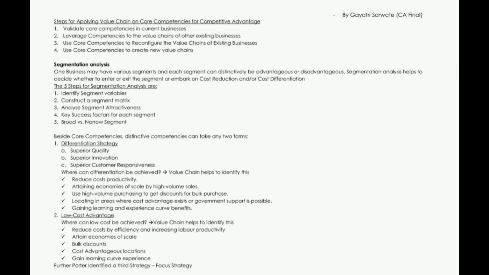Second is construct a matrix. Third is analyze the segment attractiveness, which is the best one. And then identify the key success factors for each of the segments. And then the fifth and final thing is analyze the attractiveness of broad versus narrow segment scope. Now summarizing the details of each of these steps.